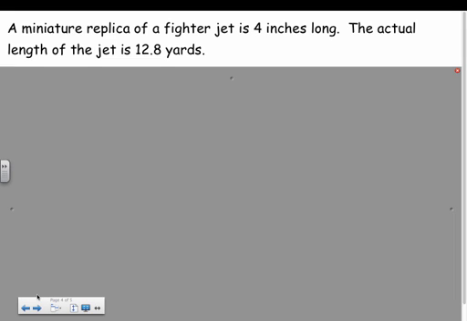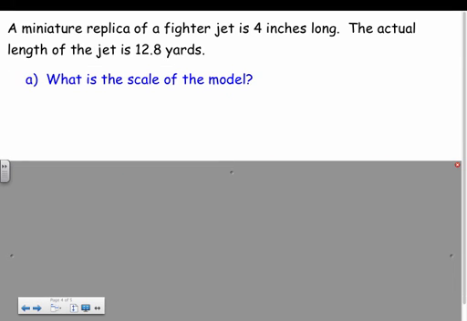All right, let's do just a little bit something different here. It says a miniature replica of a fighter jet is 4 inches long. The actual length of the jet is 12.8 yards long. First question says, what is the scale of the model?